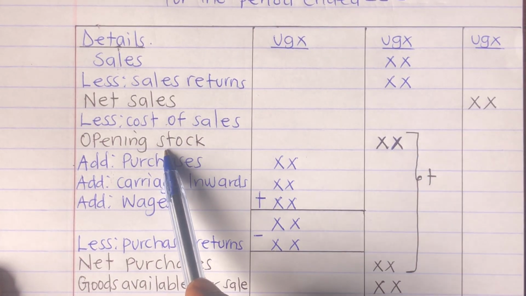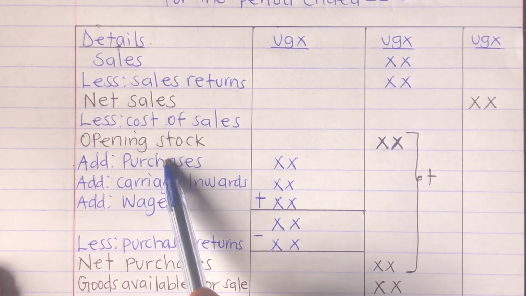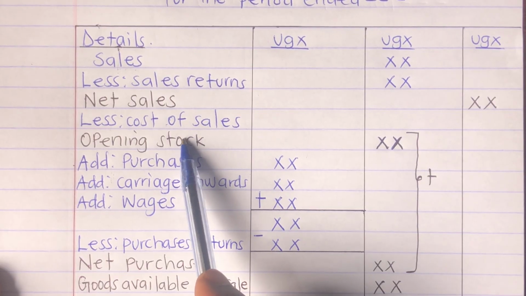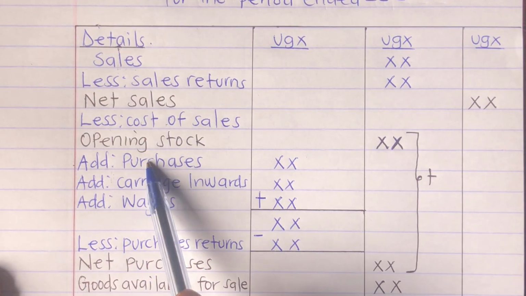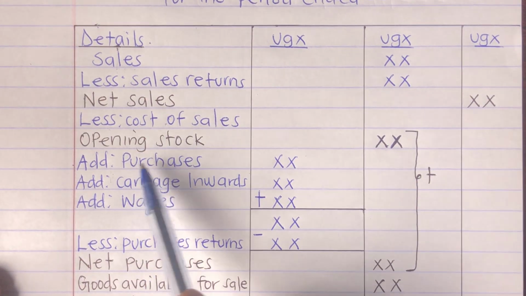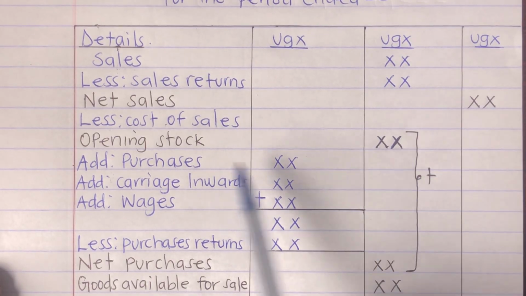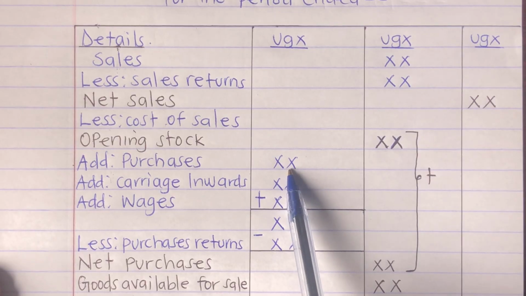Then we all know that opening stock is not always enough to satisfy the customer's needs. So what those business people do, they go and add purchases to supplement the opening stock, because it is just the leftover of the products from the previous year. So they go and make more purchases. That's why we add purchases on opening stock. Purchases are always posted in the first column.